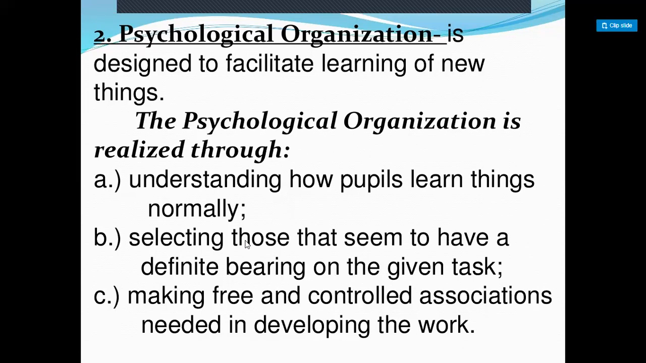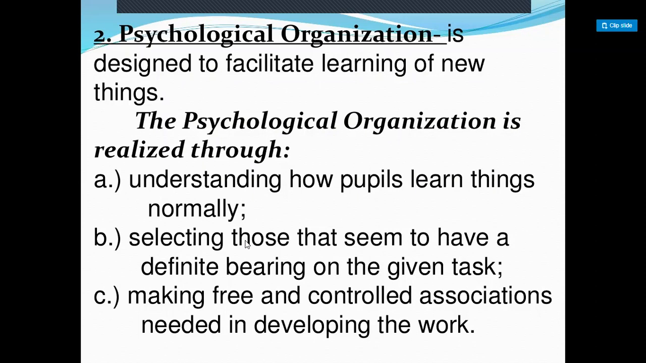So how are you going to understand what was aimed at being understood when talking about technology, and what is going to be the relationship between the old topic and the new topic? That is going to be just the psychological organization. So we have three statements right here, three elements. Number one, understanding how pupils learn things normally. That is why inside the classroom, you need to see which are the needs, the learning needs, the learning necessities that your students have, right? That is going to be number one.